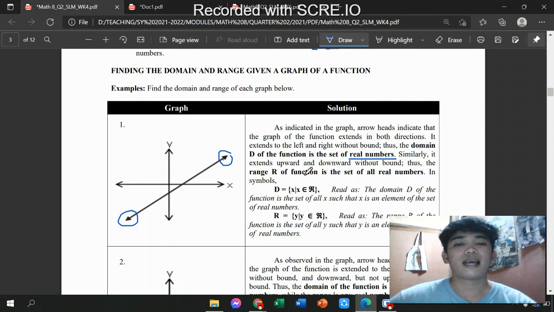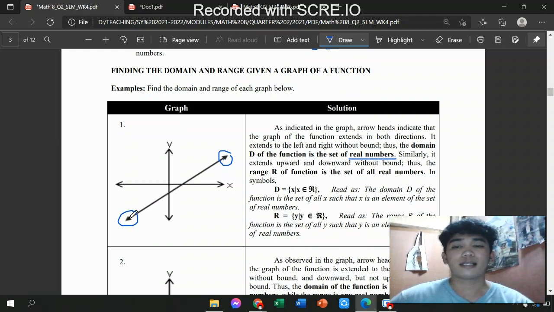Similarly, it extends upward and downward without bound. So di ba pa-upward siya. Ani sa right side padung siya sa ibabaw, ani sa left side padung siya sa ubos. It extends upward and downward without bound. Thus, the range R of the function is the set of all real numbers.